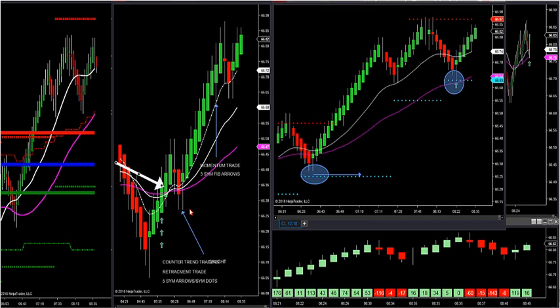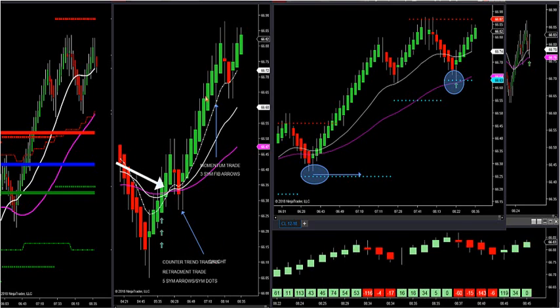Now, the second momentum trade that you're going to see in the system the next couple of days you watch this, the second trade is the momentum trade. What happens in the market if it's just too strong? What happens if it's too strong?